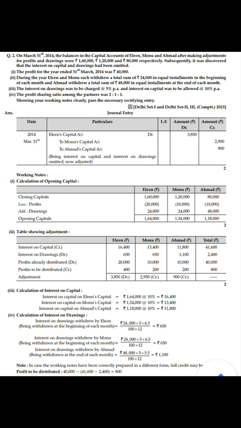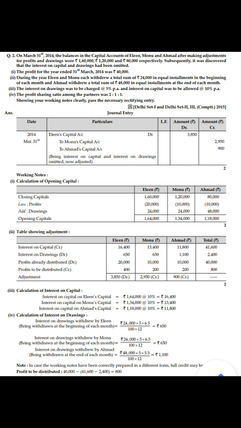Subsequently, it was discovered that the interest on capital and drawings had been omitted. The profit for the year ended 31st March 2014 was 40,000. During the year, Aline and Monu each withdrew a total sum of 24,000 in equal installments at the beginning of each month, and Ahmed withdrew a total sum of 48,000 in equal installments at the end of each month.